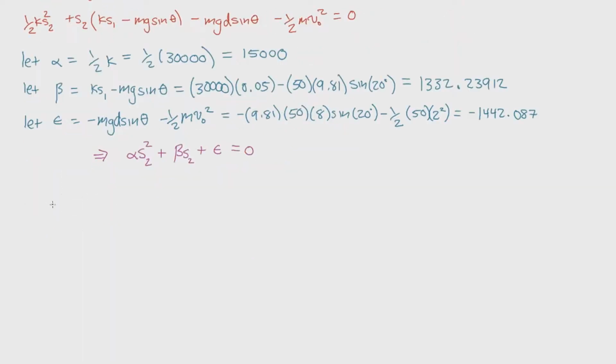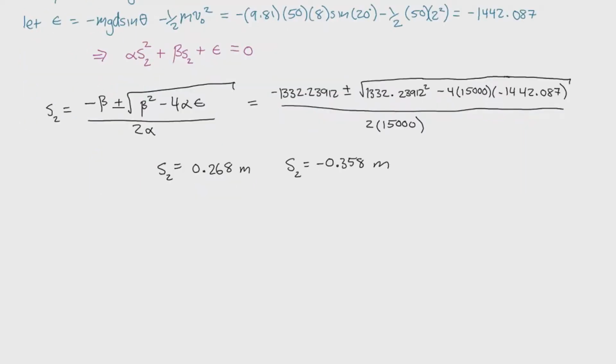So we could say that S2 equals negative beta plus or minus the square root of beta squared minus 4 alpha epsilon, divided by 2 alpha.